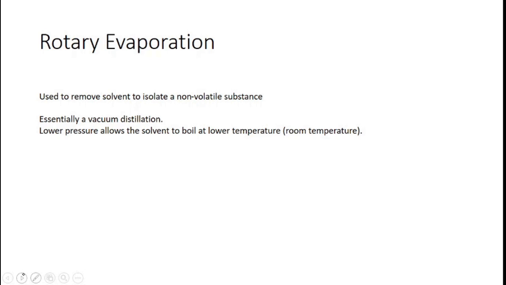This is essentially a vacuum distillation. As you know, lower pressure means a lower boiling point. This is the reason that we correct boiling points here in Boone. We're at higher elevation, so the atmospheric pressure is a little bit lower, and so we have to correct our boiling point for that. In a rotary evaporator, we are lowering the pressure to a much greater extent. We're putting it under vacuum, and this allows us to lower the boiling point to room temperature or even lower. And so we can boil that solvent at room temperature.